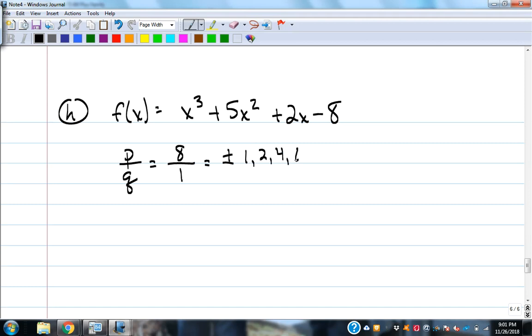So this one's a little easier to get that P over Q list, because what are the factors of 8? 1, 2, 4, and 8. The factors of 1, 1. Oh man, that list is easy for this one because you're just dividing them all by 1. So it's plus or minus 1, 2, 4, and 8. So we've narrowed it down to only 8 possible numbers for this one. Wonderful.